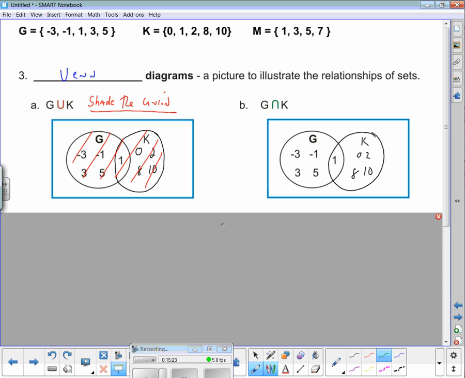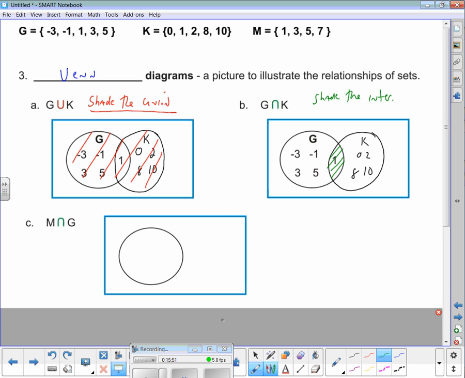Only, again, shade the solution, shade the intersection. I'm going to abbreviate for time's sake. Shade the intersection, and take your green now and shade where they intersect. Now, do you see how easy it is to tell intersection and union when you shade? Sure. And so that's easy to illustrate. 1 is the only number that those two sets had in common.